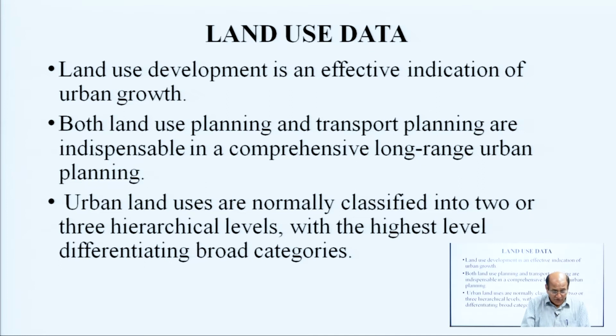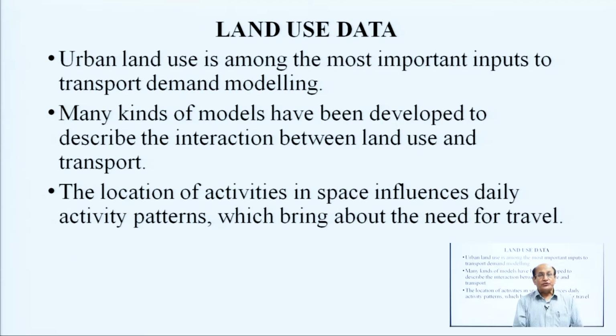Urban land uses are normally classified into 2 or 3 hierarchical levels, with a higher level representing broad categories. Urban land use is among the most important inputs to transport demand modeling. If we have no land, we cannot go for the development of transport system. Many kinds of models have been developed to describe the interaction between land use and transport. The location of activity in a space influences daily activity pattern, which brings about the need for travel.